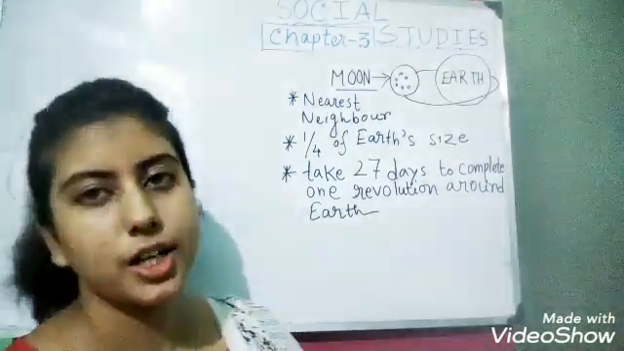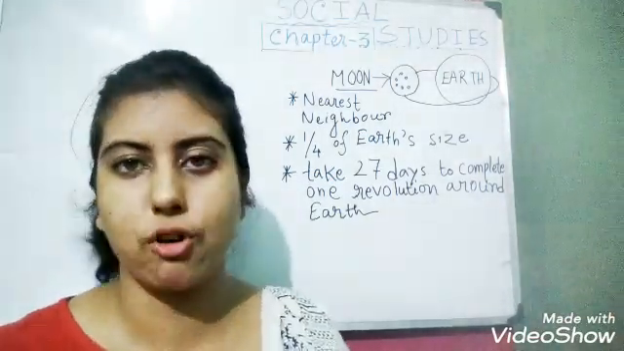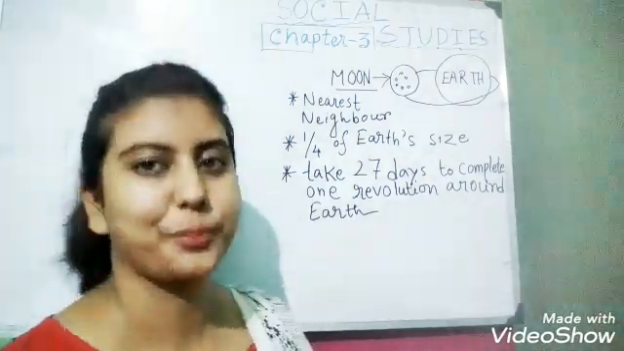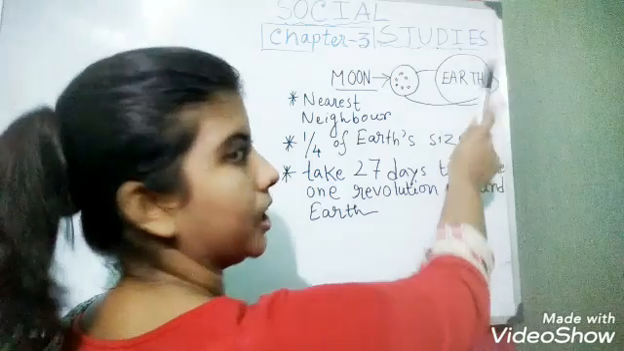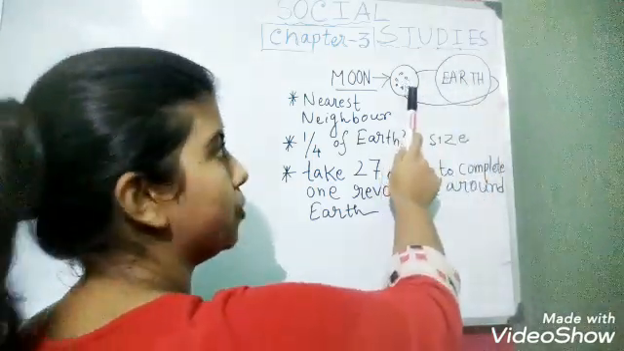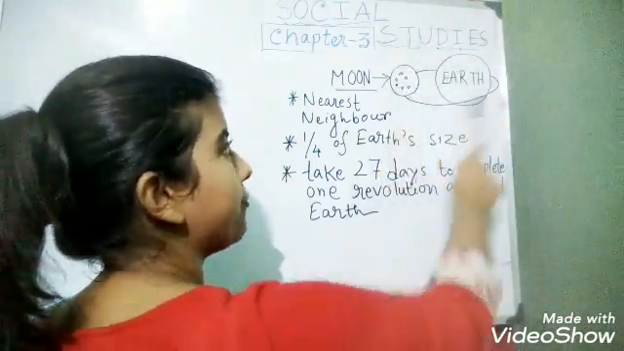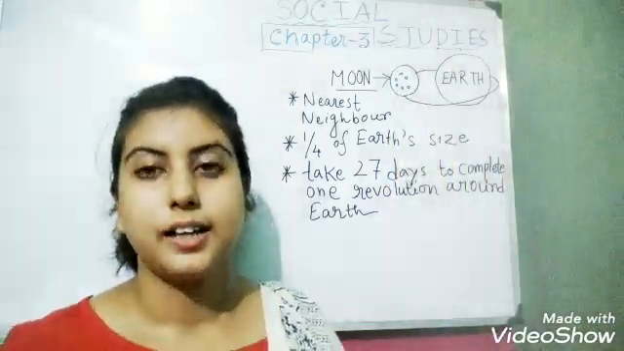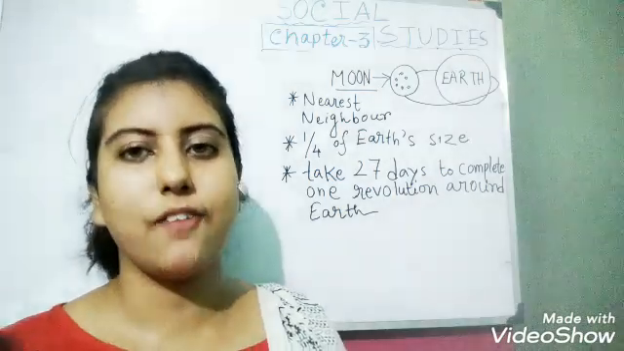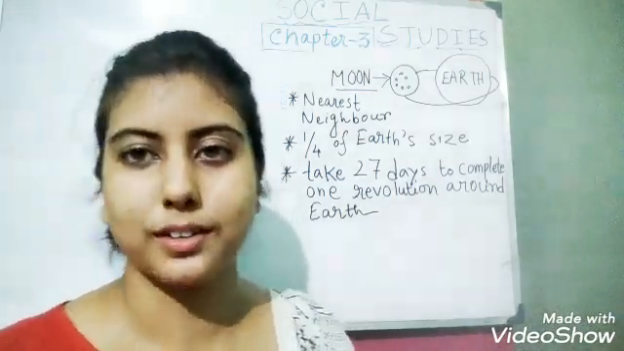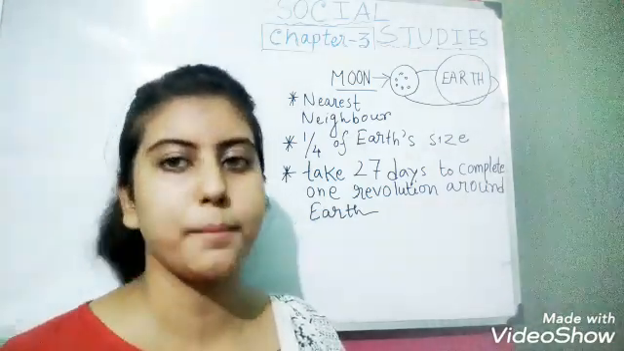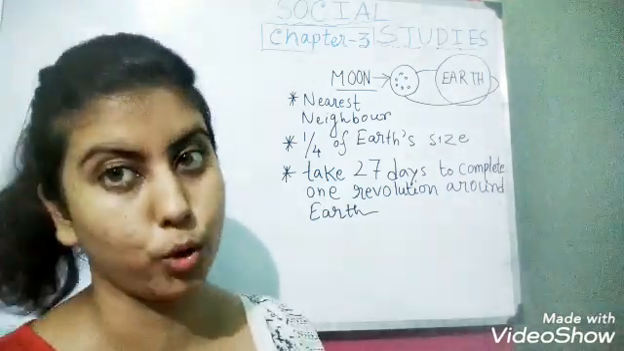Now, children, you can see that I have drawn another picture on the board. This is our earth and this is the moon. The moon revolves around the earth. Now, we will know some facts about the moon. I will read the facts to you from your social studies book.